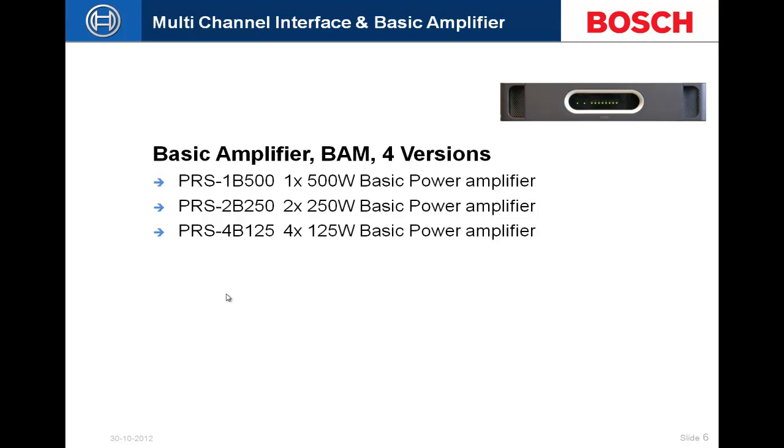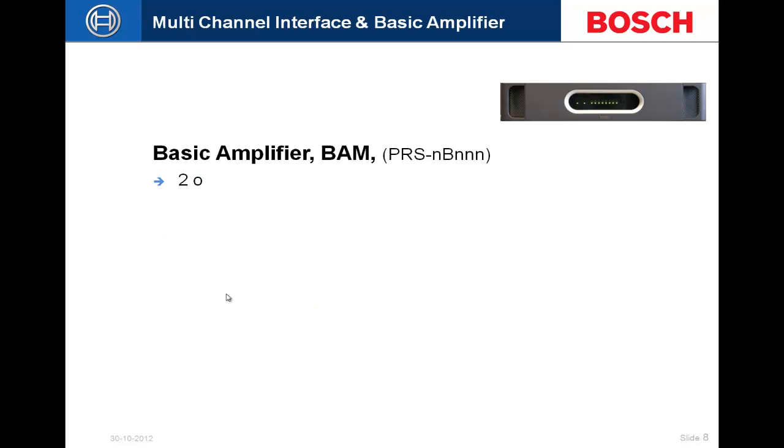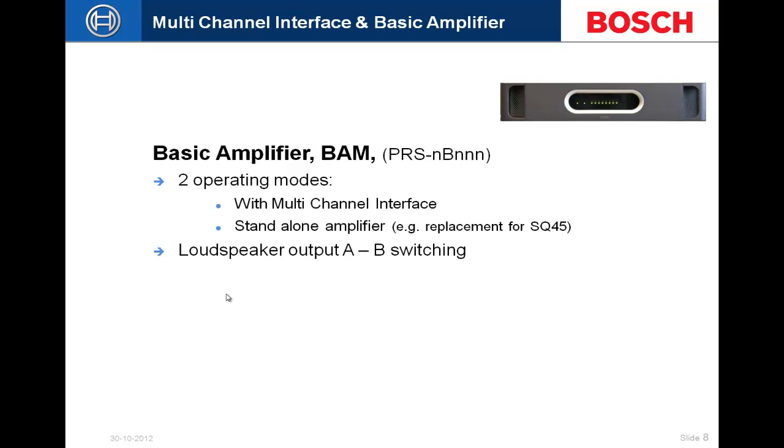4 versions again available are 1x500, 2x250, 4x125, or the 8x60 amplifier. They are all Class D power amplifiers again, same as the fiber connected amplifiers. 2 operating modes with the basic amplifier itself. The amplifier can be used with the multi-channel interface or MCI. It could also be used as a standalone 70 volt amplifier.